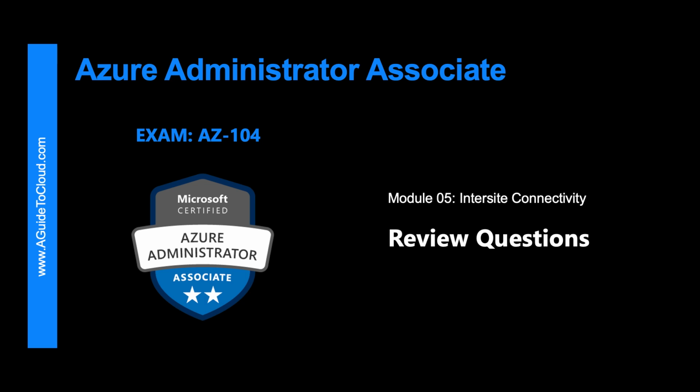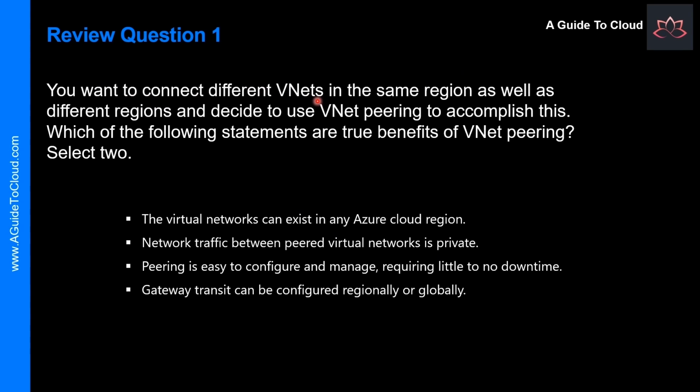In this section, we are going to go through the inter-site connectivity review questions, which is module 5. You want to connect different VNets in the same region as well as different regions and decide to use VNet peering to accomplish this. Which of the following is the true benefit of VNet peering? We need to select 2 to complete the solution. So I'm basically going to read out each statement to find if it is true or not.